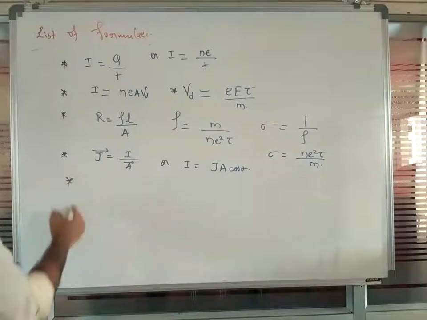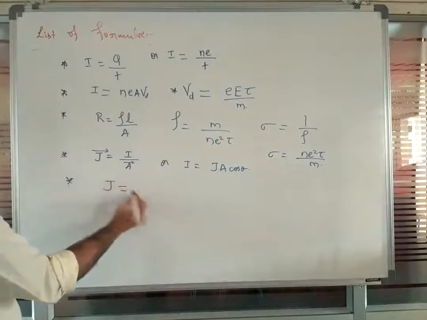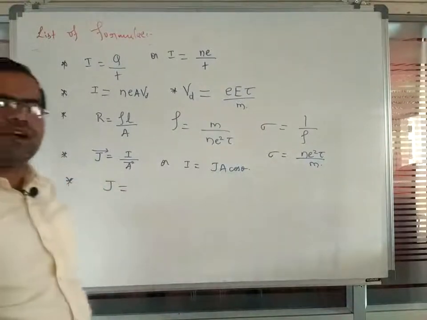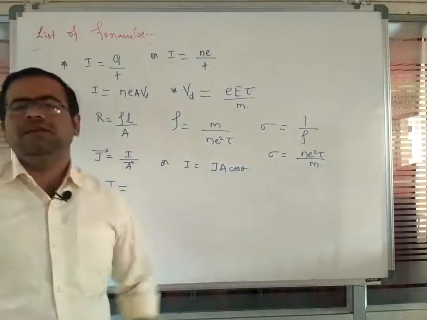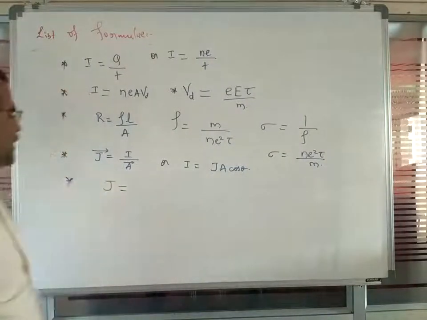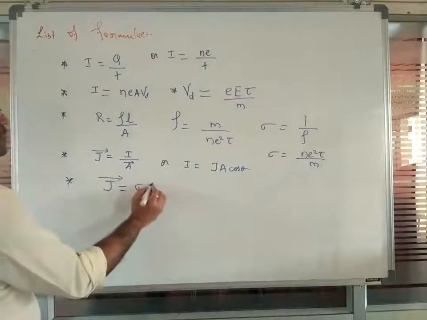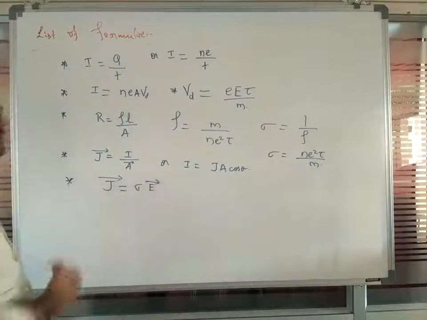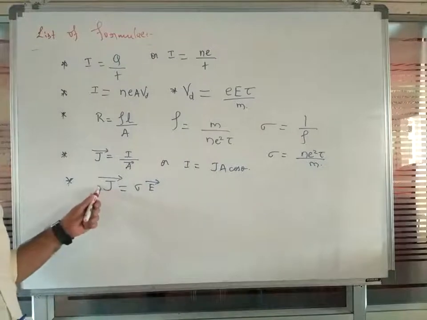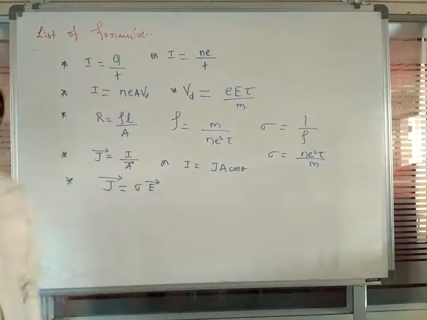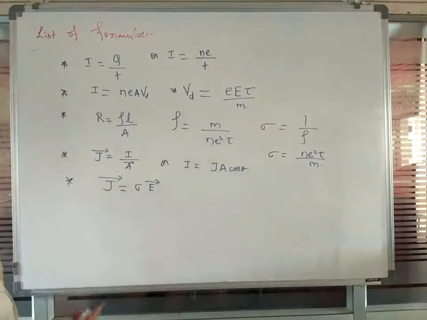Now again, one more, you are observing current density in terms of conductivity as well as in terms of electric field. The equation is given by vector J is equal to sigma into vector E. So this is a relationship between current density, electric field, as well as conductivity.